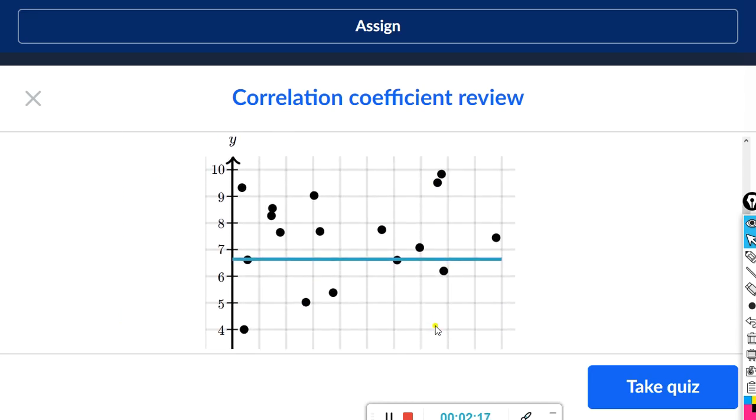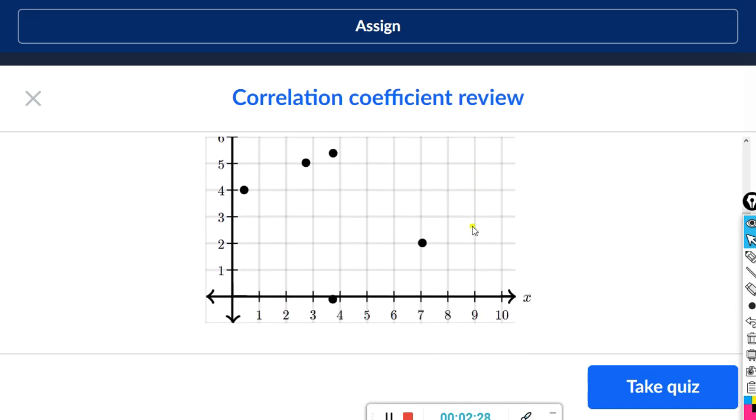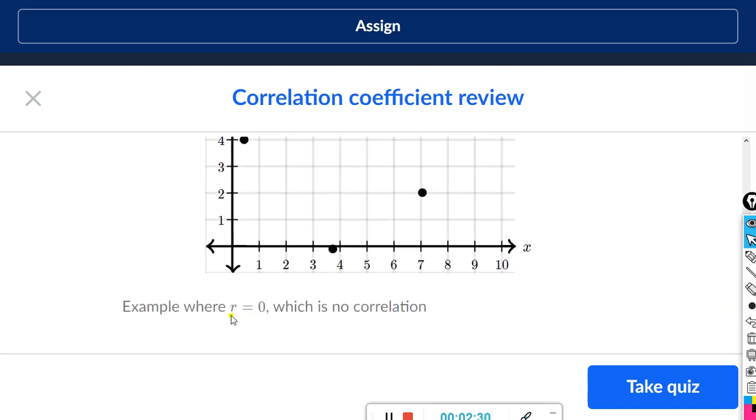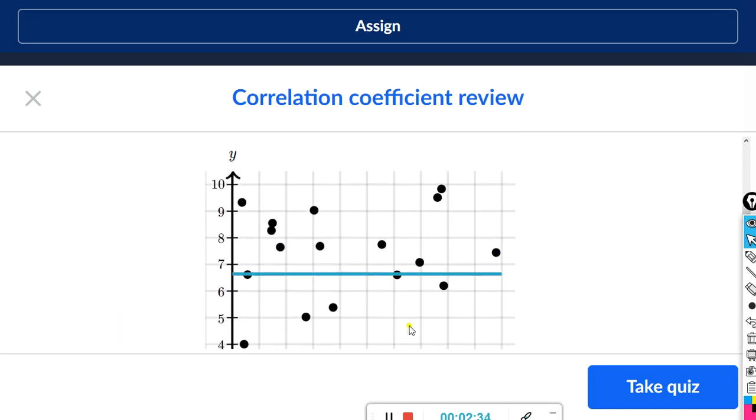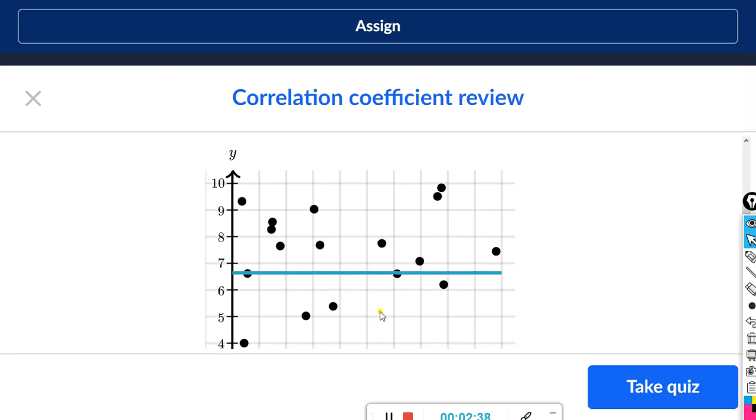All right, moving on. When the dots are just too spread out and you can't fit a line with positive or negative slope, it's just a straight line like that. That is R equals 0, or no correlation. You could not fit a positive or negative sloping line to these points. So it's just 0.